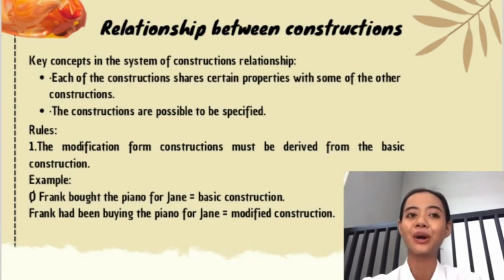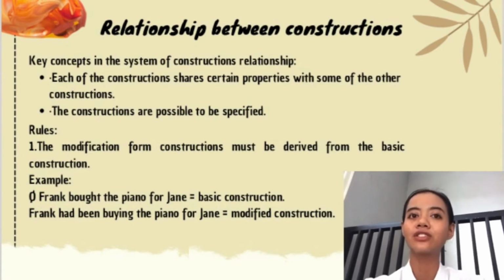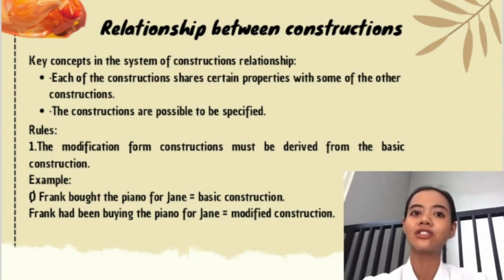A few minutes ago, Gaea explained two types of major constructions, which are declarative constructions as the basic one, that it could be modified, and interrogative constructions as the result of the modification. So now I would like to explain the relationship between constructions. There are two key concepts in the system of constructions relationship.